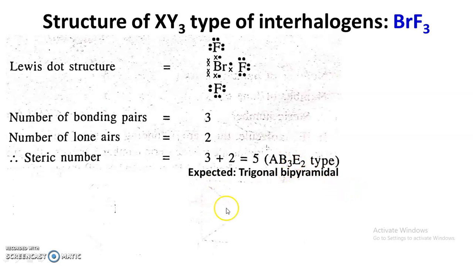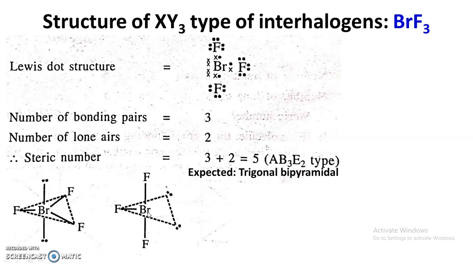It is an AB3E2 type of molecule. When the steric number is 5, the expected geometry is trigonal bipyramidal, where bromine is at the center, the horizontal positions of the trigonal bipyramid are occupied by 3 fluorines, and the lone pairs occupy the vertical positions. Or bromine is at the center and the 2 lone pairs occupy the vertical corners. Another possibility is that out of 2 lone pairs, 1 lone pair occupies the vertical position and the other occupies the horizontal position.